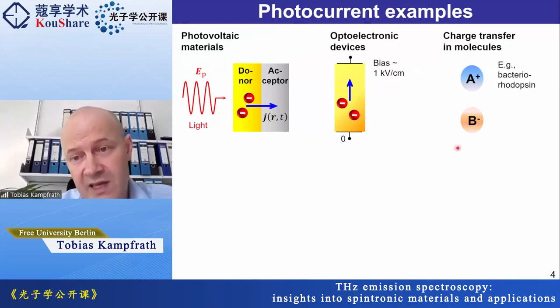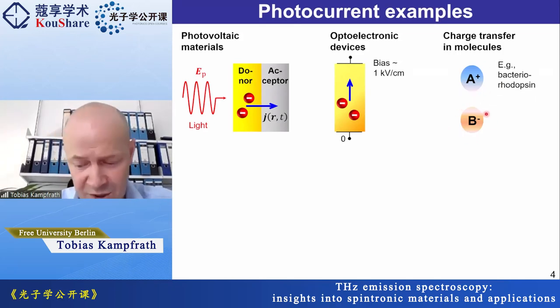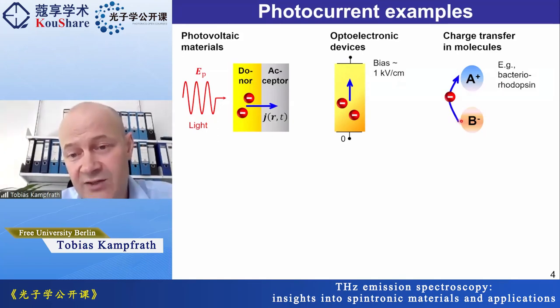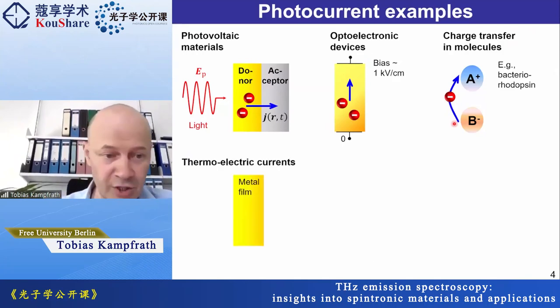Then you can also have photocurrents in molecules. Consider, for example, bacteriorhodopsin, which consists of two segments, one which is rather negatively charged and another segment which is rather positively charged. If you now excite it with light, you get a charge transfer from this B minus region to this A plus region. And this photo-induced charge transfer is nothing but a photocurrent.